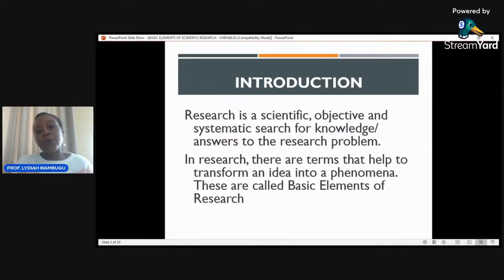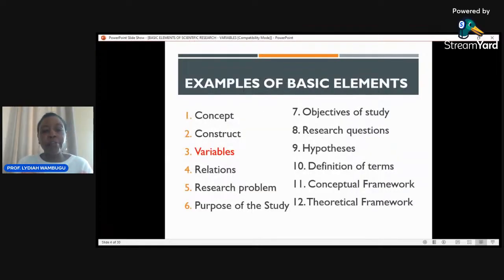For somebody else, they may not understand what a conceptual framework is. If I talk about research questions, somebody else will not confuse research questions with questions of research, and we'll be looking at the difference between the two. When you talk about the word relations, or correlation, a researcher will understand. Those are the ones we call the basic elements of scientific research.